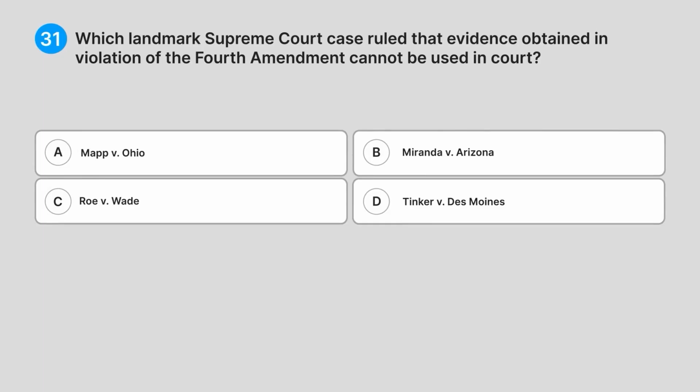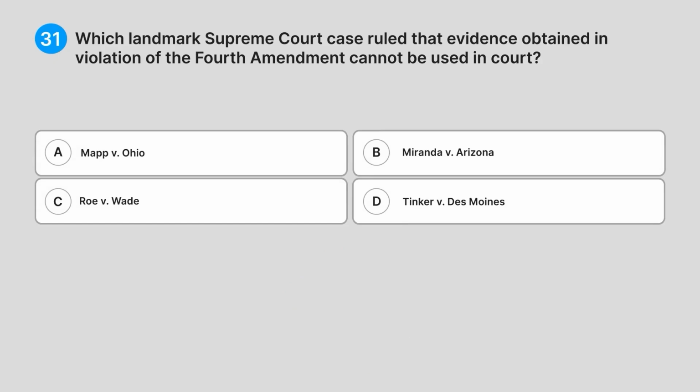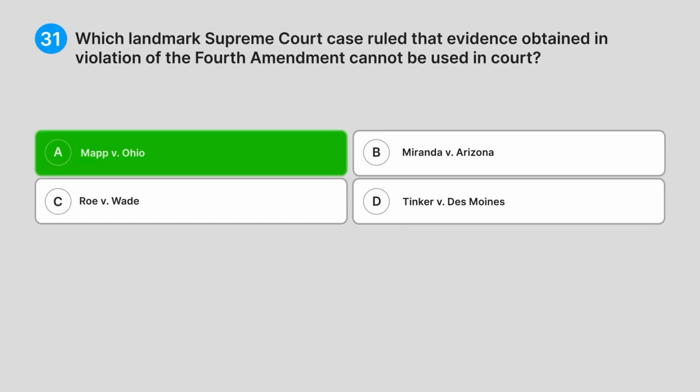31. Which landmark Supreme Court case ruled that evidence obtained in violation of the Fourth Amendment cannot be used in court? A. Mapp v. Ohio. B. Miranda v. Arizona. C. Roe v. Wade. D. Tinker v. Des Moines. What do you think is the answer? Correct answer, A. Mapp v. Ohio.